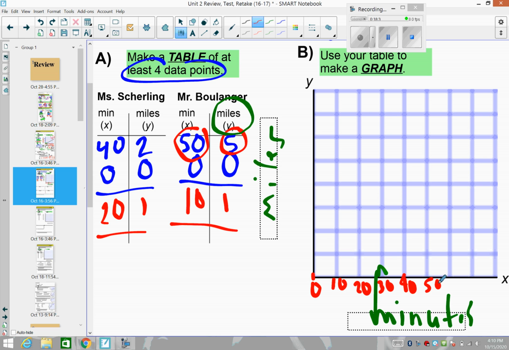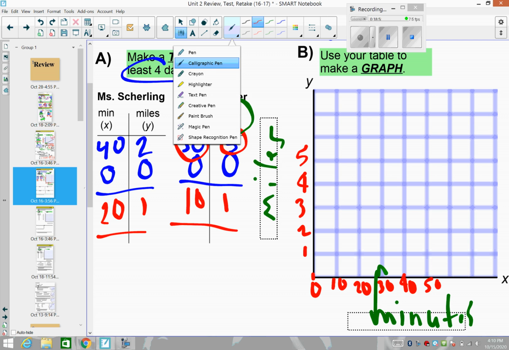We're talking minutes. Now, when we look at the Y's, the miles, the greatest Y that Miss Shirlene has is 2. The greatest Y that Mr. Boulanger has is 5. 1, 2, 3, 4, 5, 6, 7, 8. I'm just going to go by ones. I think that's the best I have to offer here.